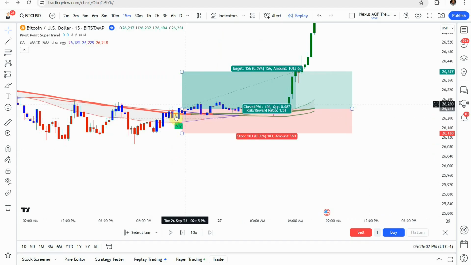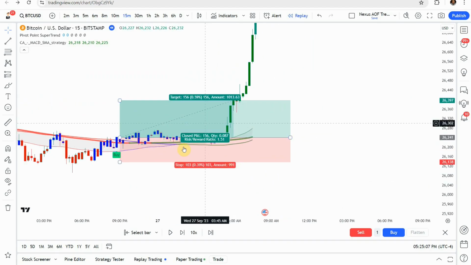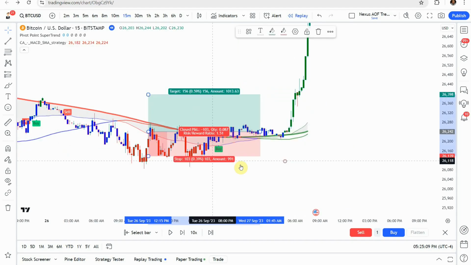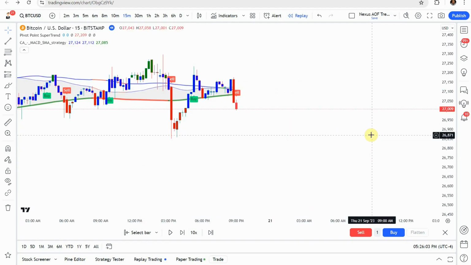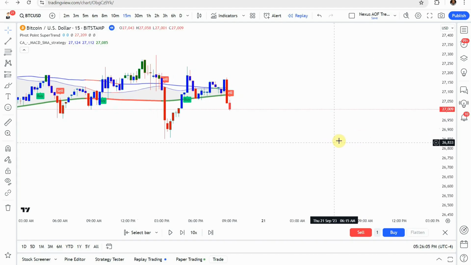Alright, so you can see that we run into consolidation. Price just kind of treads sideways for a while, then makes this nice spike to the upside, getting us to our take profit.